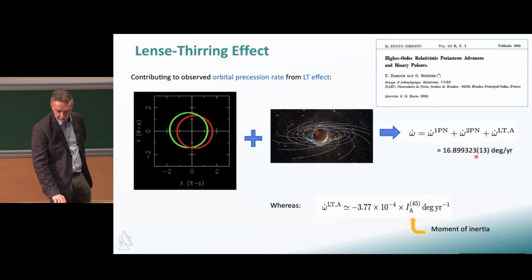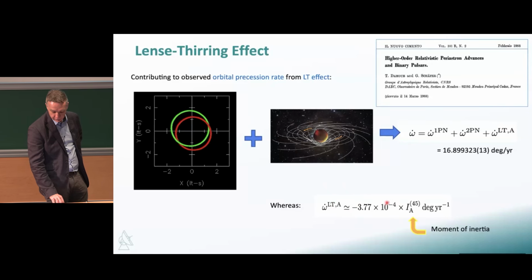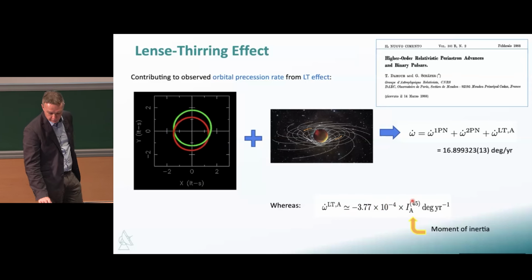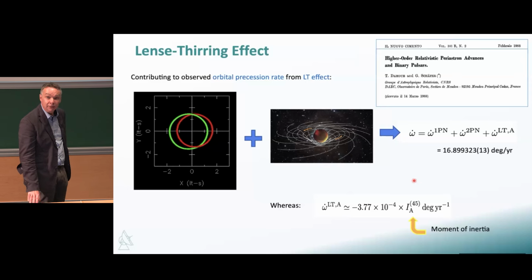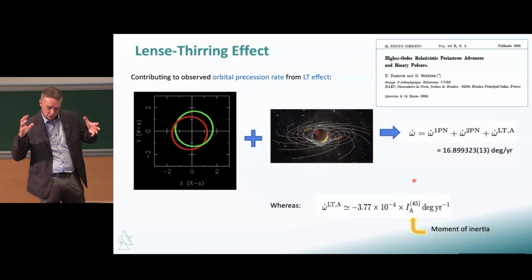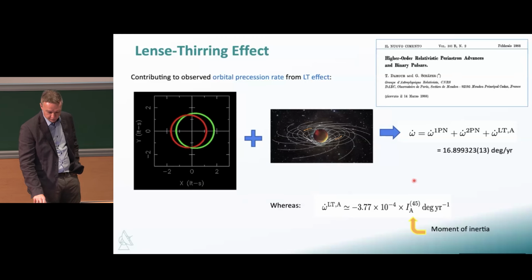So this is the observed value, and if you actually calculate it, then you get some number which depends on the geometry, which we know very well. But here is the moment of inertia of the neutron star. Now, why would you be interested in that? Because the moment of inertia encodes the equation of state and tells you how dense you can pack super dense matter, and that's something nuclear physicists are extremely keen to know.